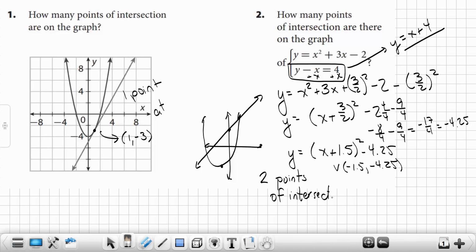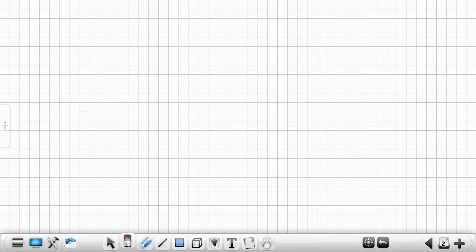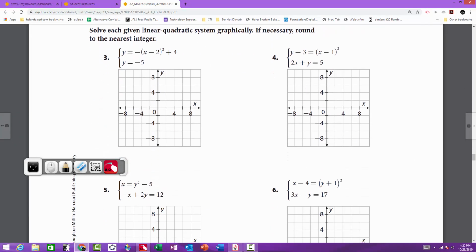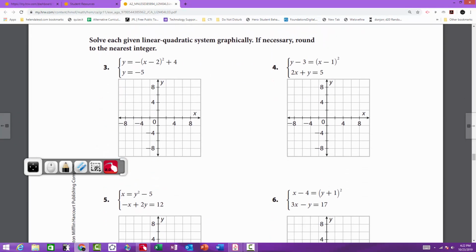Be on the lookout when the problem's easier. I did need to figure out exactly where that vertex was so I could get a semi-accurate graph, but nothing crazy. All right, 3-4. Solve the given linear quadratic system graphically. If necessary, round to the nearest integer.